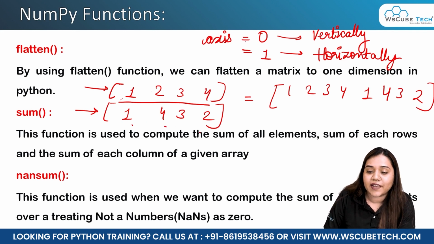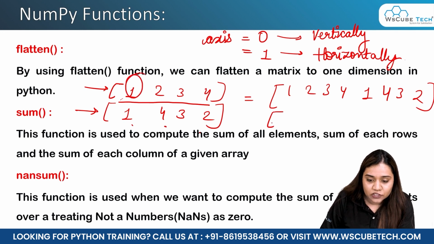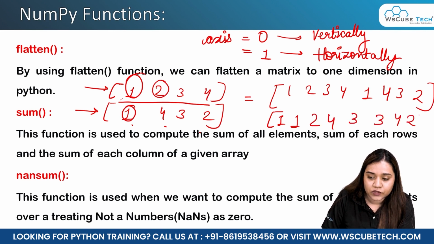But if I had given axis 0, it would have flattened it taking first this element, that is 1, the second element would be this one, the third element would be 2, then 4, then 3, then 3, then 4, then 2. That means it will flatten vertically, it will go this way while flattening. So this is what our axis would do over here.